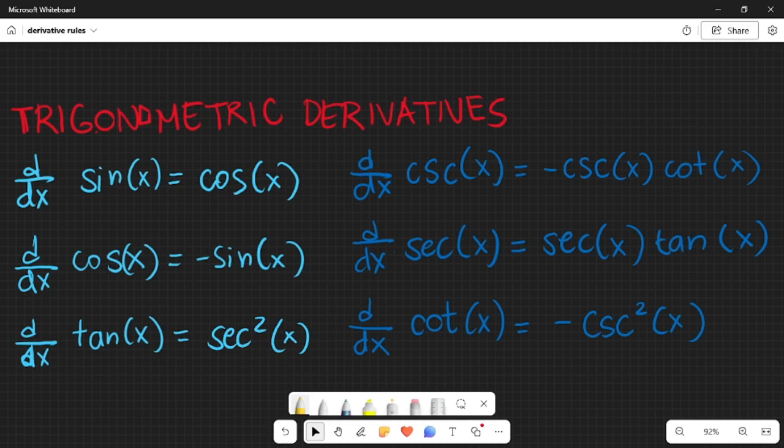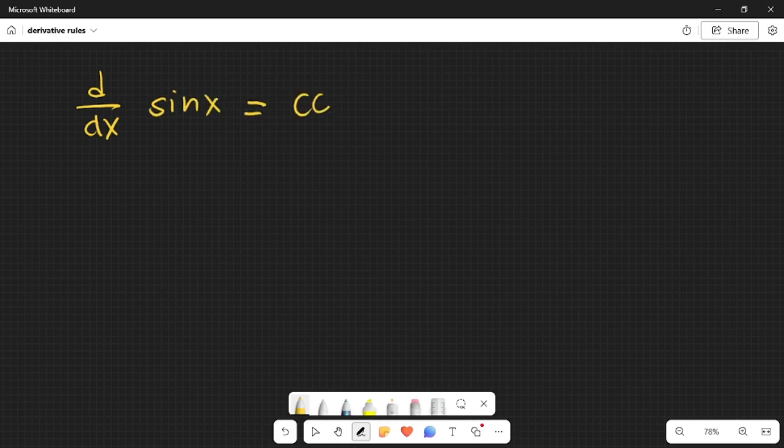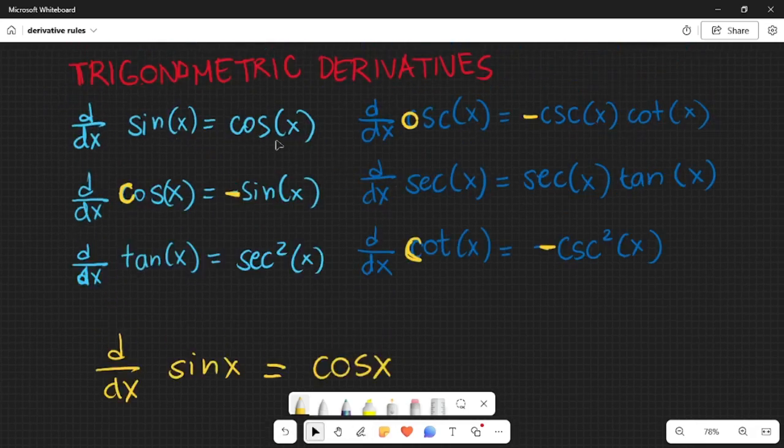And for the last one on our video, we're going to talk about the trigonometric derivatives. You need to memorize all 6 of these trigonometric derivatives, then we can solve. Always remember that if the function starts with a c, then its derivative would be negative. The other ones would be positive. For our first example, we're going to find the derivative of sine x and turn it into cosine x, because the derivative of sine x is cosine x.